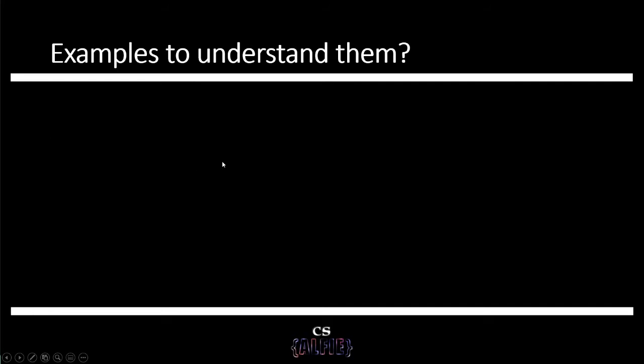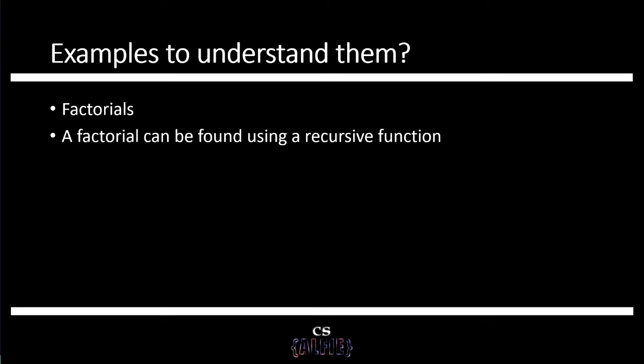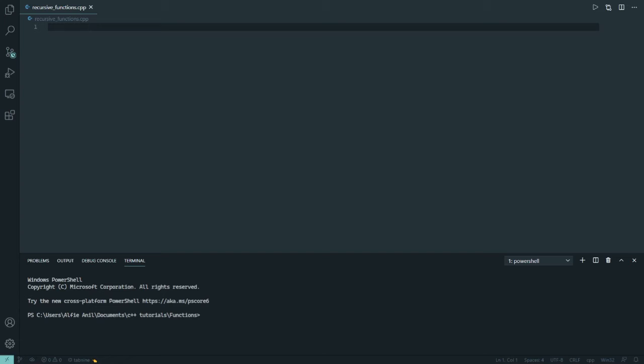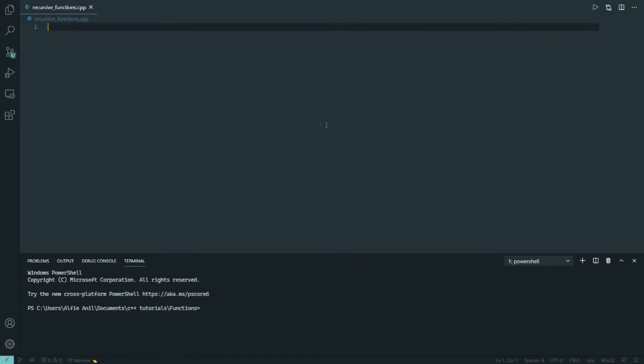Okay, so what is an example that we can use to understand them? An example is factorials. We can find a factorial using a recursive function, and that's what we are going to be looking at now, after we look at a simple example first. So let's look at a simple example first.